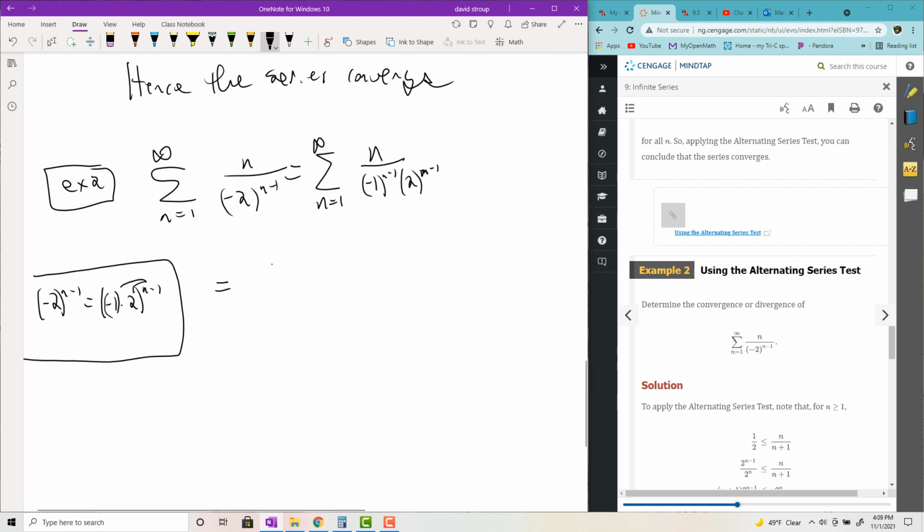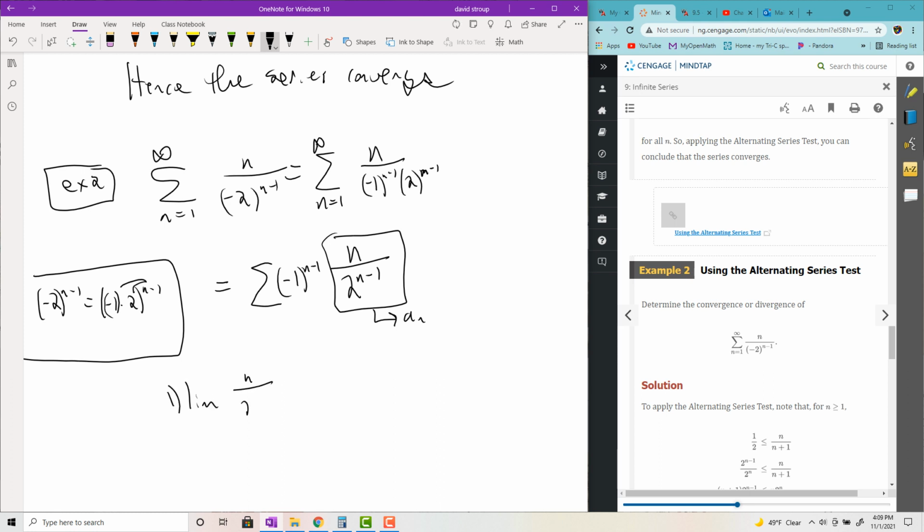Then you could rewrite it as a sum, factoring the negative 1 in front. Rewriting it like this is not going to affect it. You'll have n all over 2 to the n minus 1, and this is your a sub n portion that you're doing your test on. Okay, so first do the limit of n all over 2 to the n minus 1.